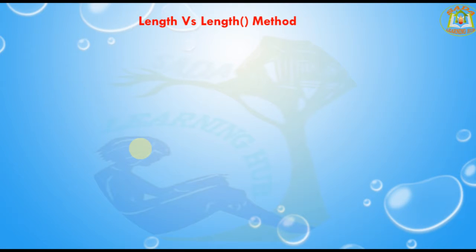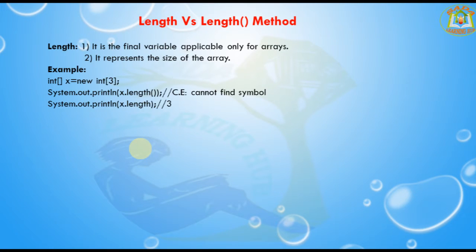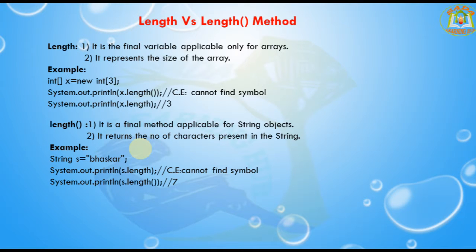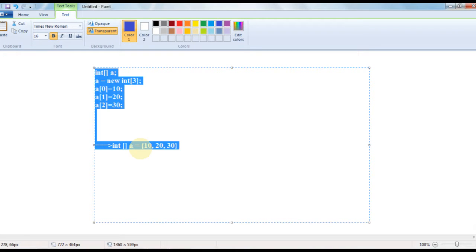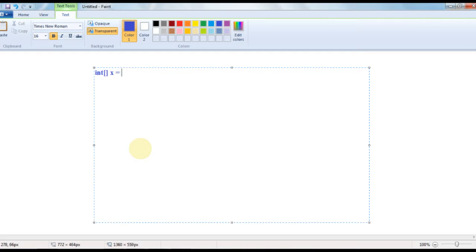Next, length versus length method. Now we are going to discuss length. It is a final variable applicable only for arrays. It represents the size of an array. For example, new int of 3. Now I am printing this one.